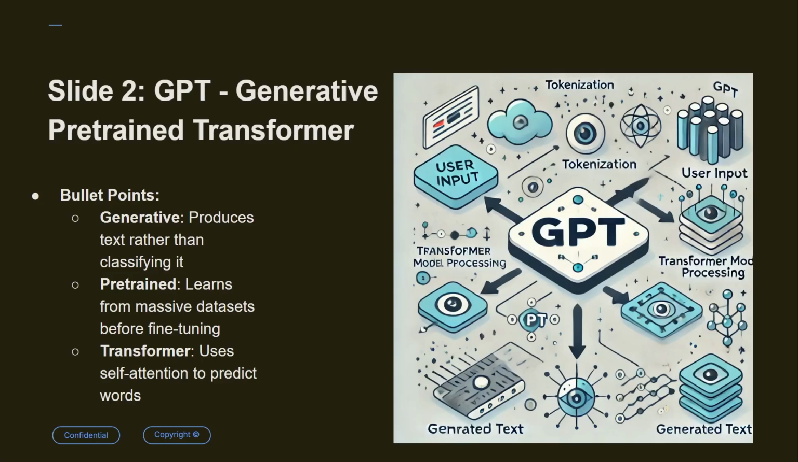At its core, GPT is a large language model. It predicts the next word in a sequence based on the context, just like when Gmail suggests your next words while typing an email.